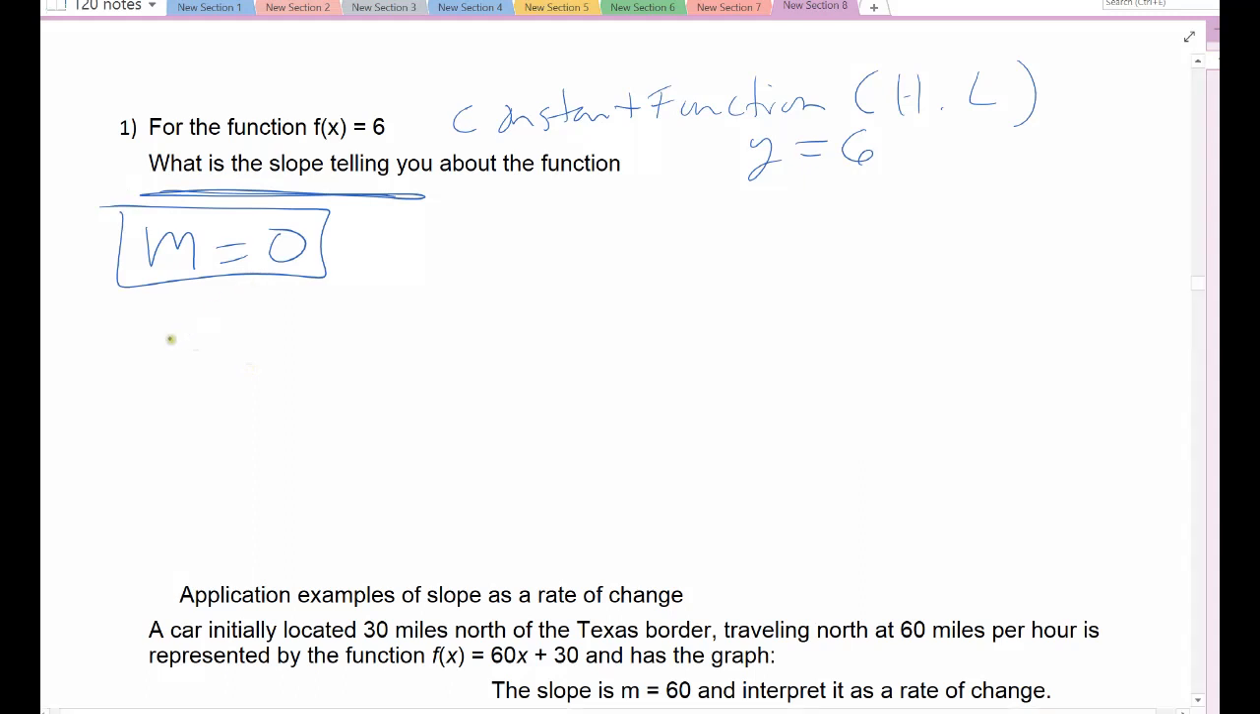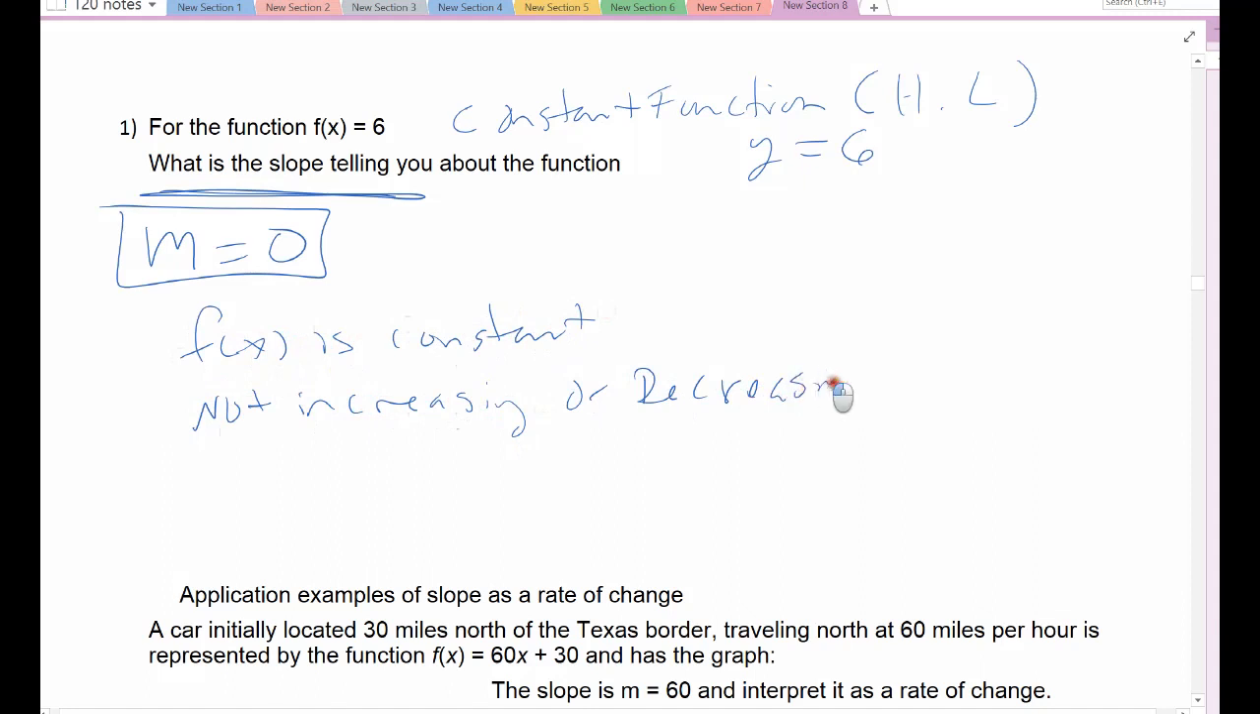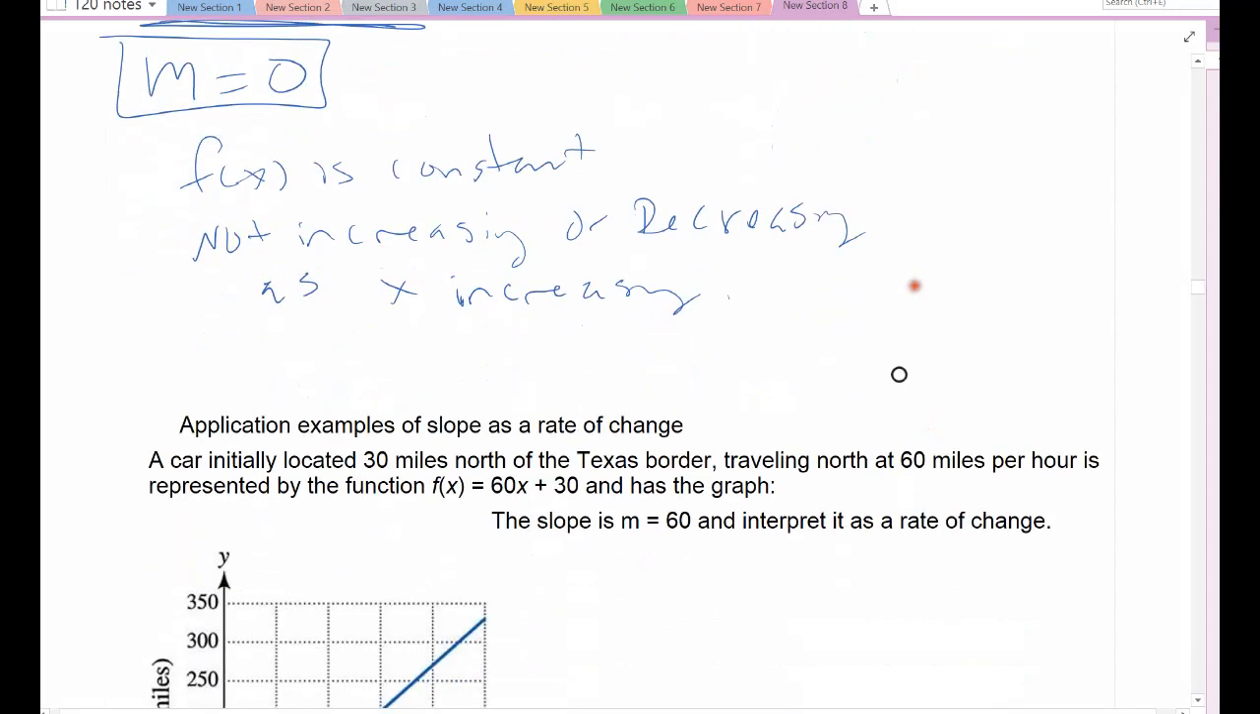So what does the zero slope tell you? It tells me f of x is constant, meaning it's not increasing or decreasing as x increases. It's being held the same. I get the same y value out no matter what x value I move to. Neither increasing nor decreasing, so it's constant.